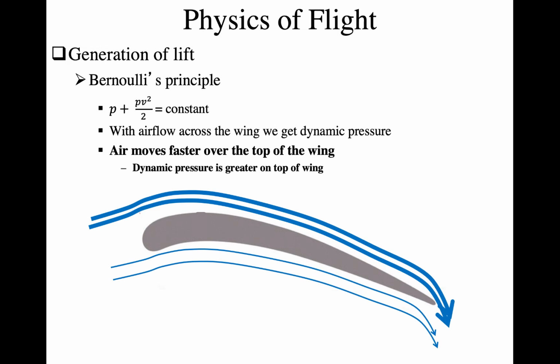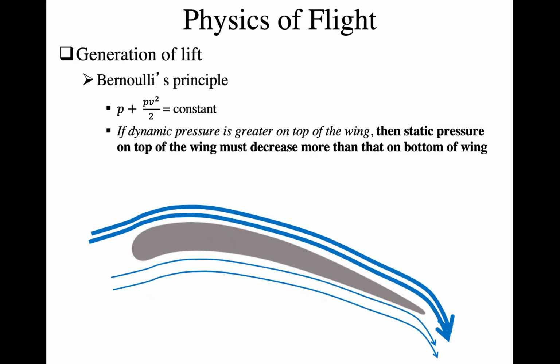So this V number is going to be greater on top of the wing than it is on the bottom of the wing. So we have greater dynamic pressure on the top of the wing compared to the bottom of the wing. Well, let's look at the consequences of that with regard to static pressure now. If dynamic pressure is greater on the top of the wing, then the static pressure on the top of the wing has to decrease more than it does on the bottom of the wing.